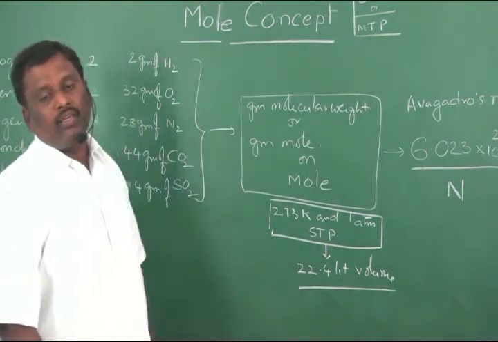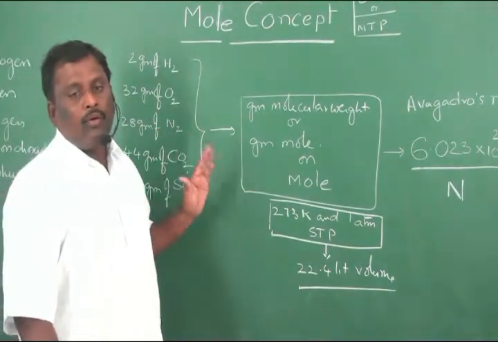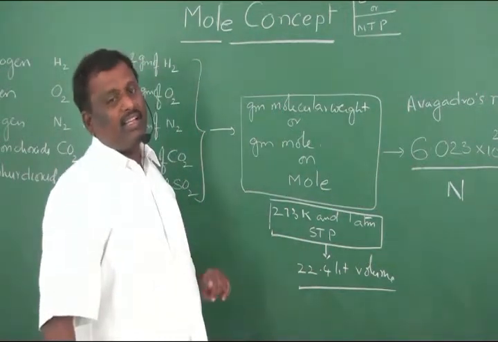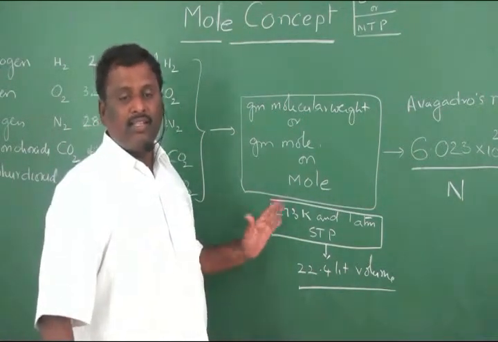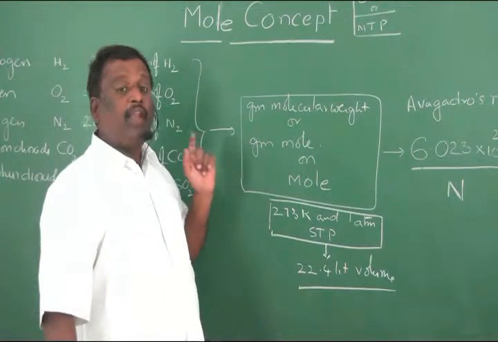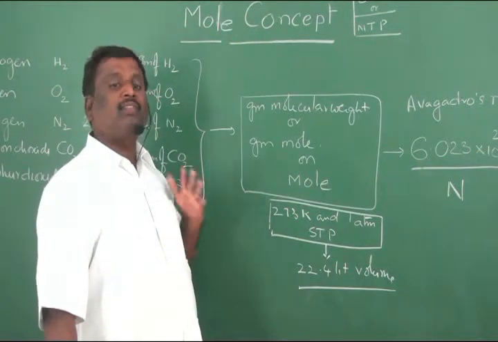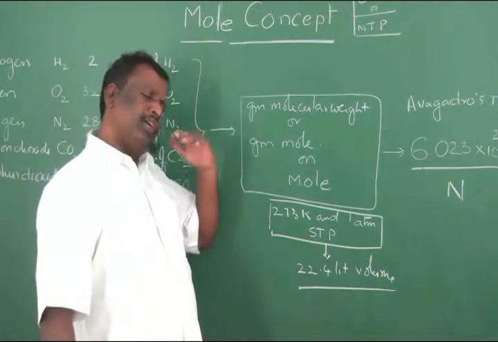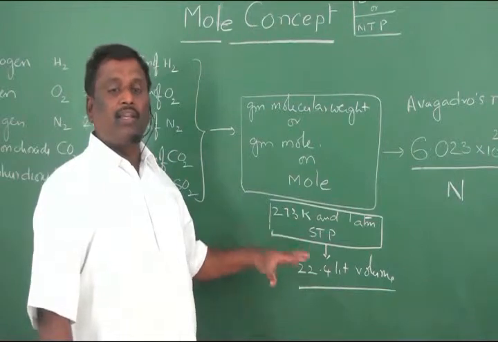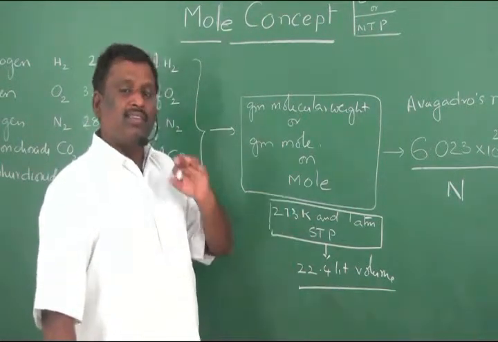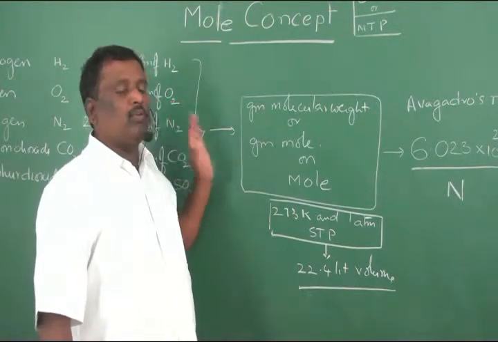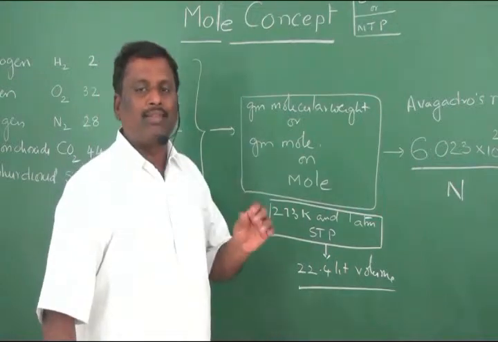That volume is said to be gram molar volume. Any substance, if it is in gaseous state at STP conditions, that is 273 K temperature and 1 atmosphere pressure, it will occupy 22.4 liters volume. Or if you kept any gaseous substance in 22.4 liters volume container at STP conditions, its mass is equal to its gram molecular weight. So this is said to be mole concept.